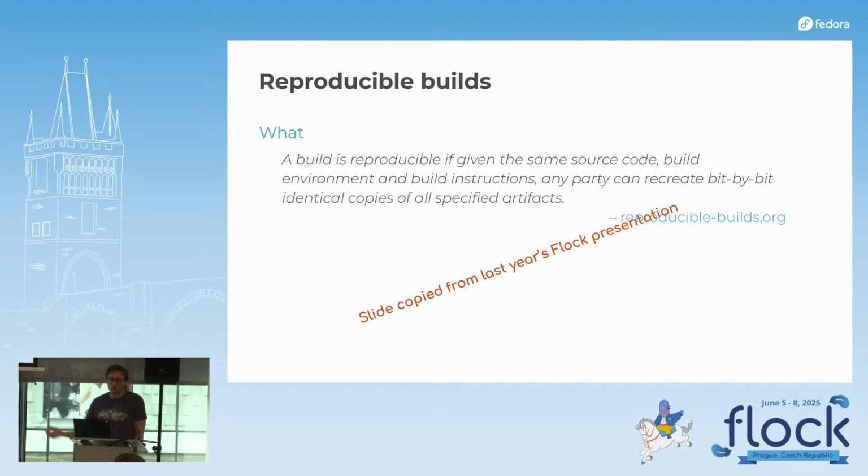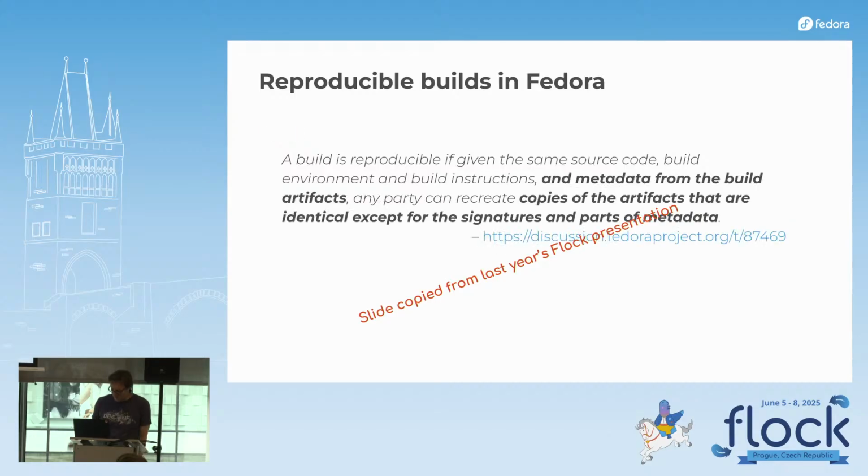When we try to apply this in Fedora, we hit a wall. There are a few walls to hit there, but the first one is that our packages have embedded signatures, and if you can reproduce the upstream signature just by looking at it, then something is wrong. So we had to update the definition.